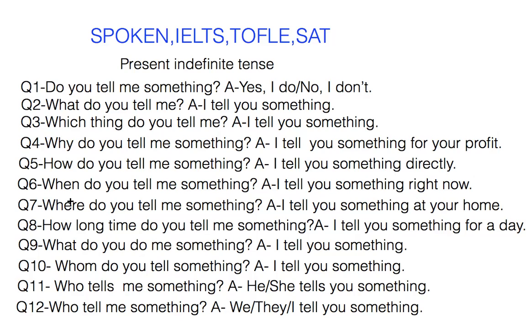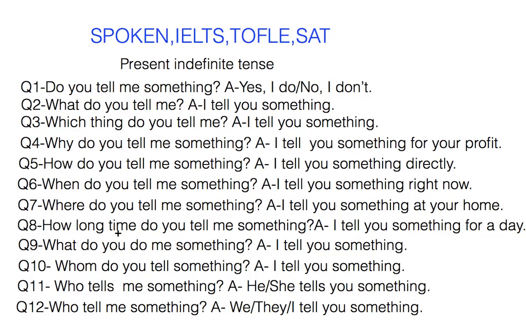And question number 7. Where do you tell me something? The answer is, I tell you something at your home. The same thing. So you can write the places where you want to say something, the place there.